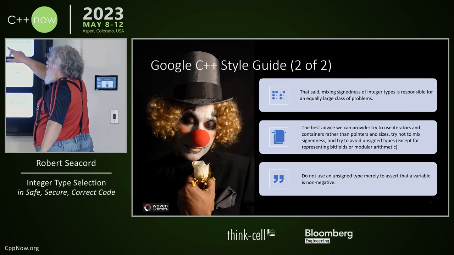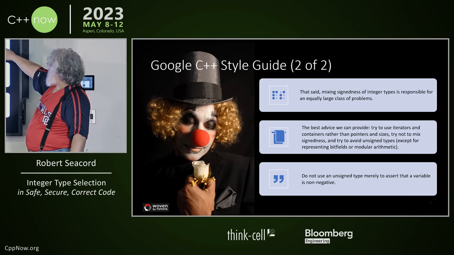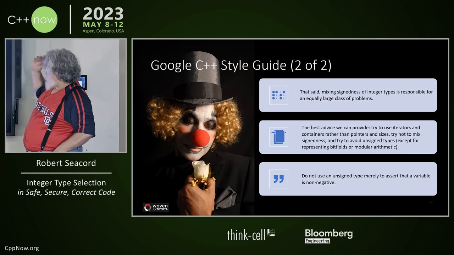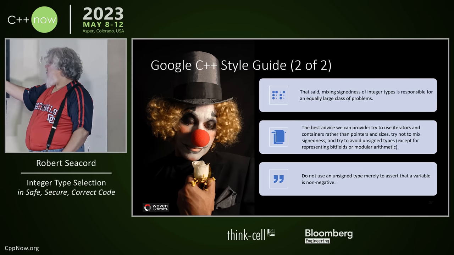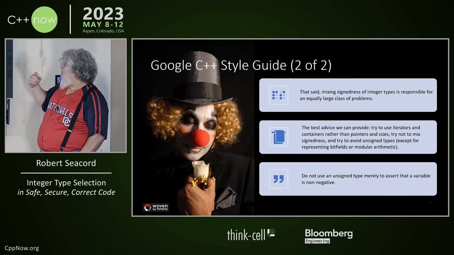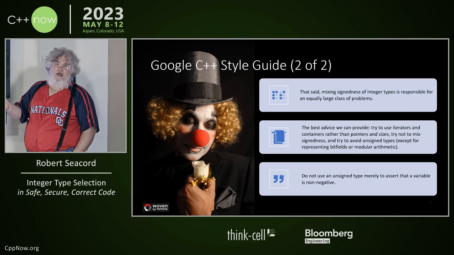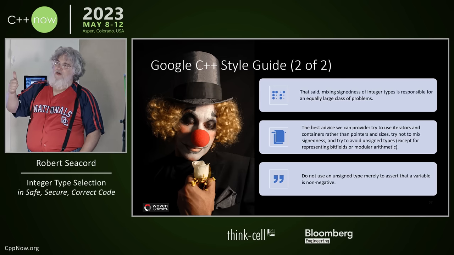That said, and here's Bjarne again from the presentation: mixing signed and unsigned types is responsible for a large cluster of problems. 100% agree. Use iterators and containers rather than pointers and sizes. Okay, so I agree with that. This gentleman was saying pointers might not be so bad, so I had to think about that a bit more. But yeah, stay away from the integers. It shocks me. I've been talking about integers a long time, and the reason is because they're ubiquitous and nobody understands them, right?